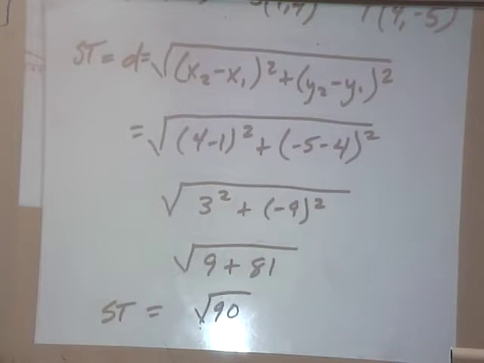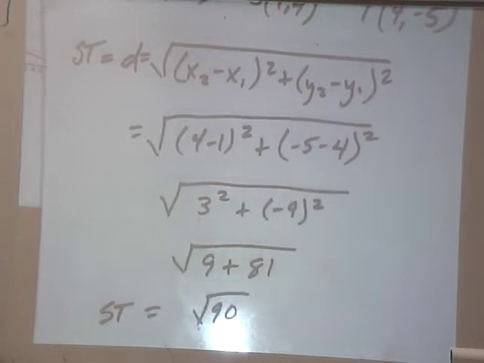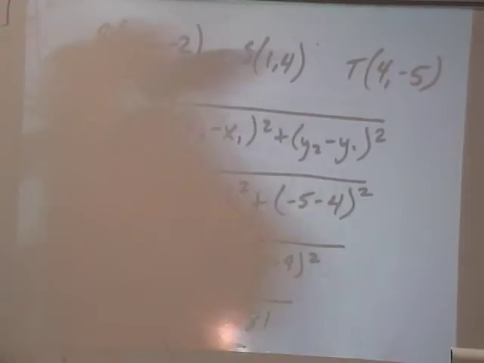So far we got two sides that are different, right? So we got to check the third side. What would the third side be? R to T, right?